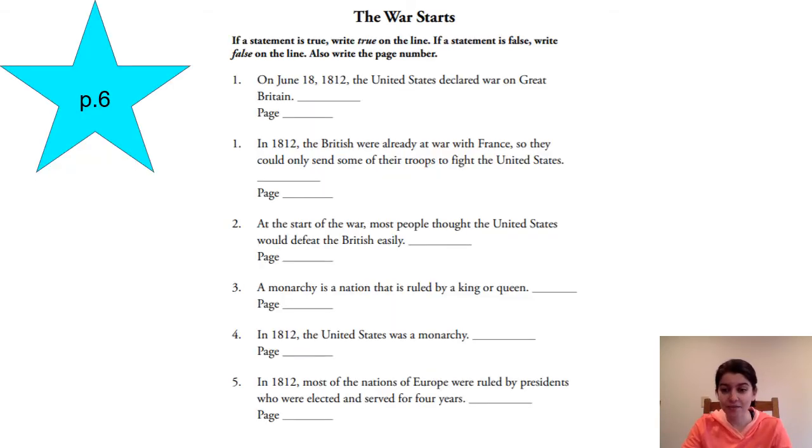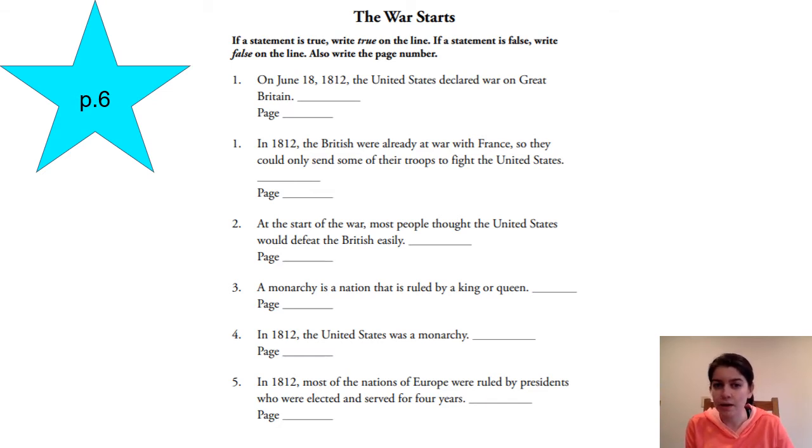In your packet, starting on the next page, page 6, you're going to see this activity page. This looks really similar to something that we did last week. So you're going to read the statement to yourself. If it's true, you're going to write true on the line. Last week we didn't have the packet page. So last week we were just saying true or false out loud. This week you're actually going to write it on the line. So I'll guide you through this.